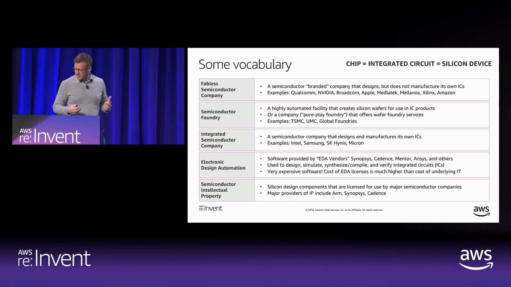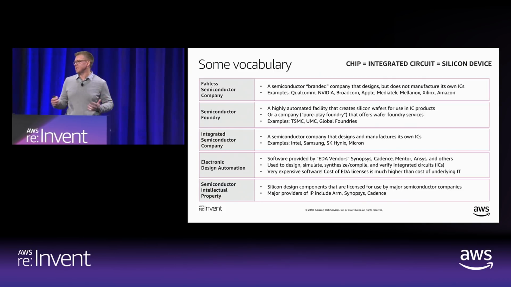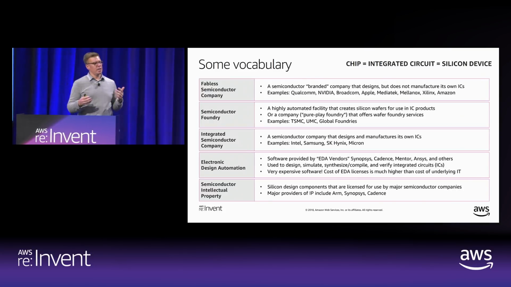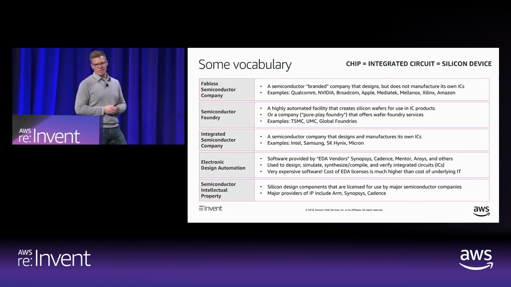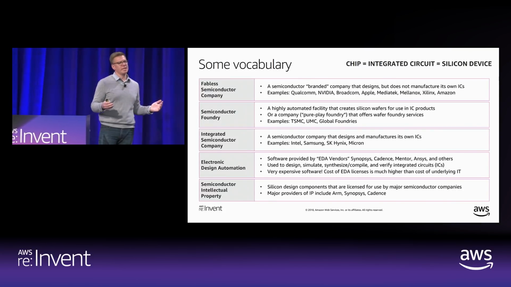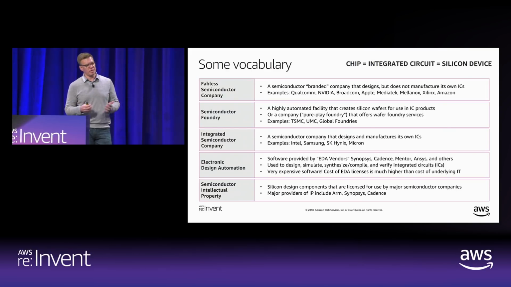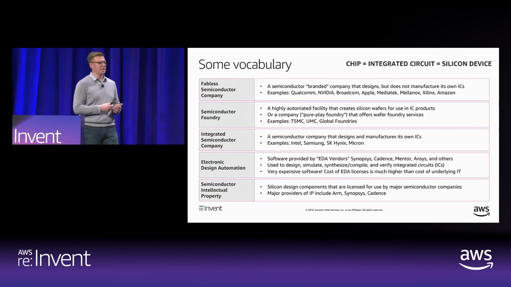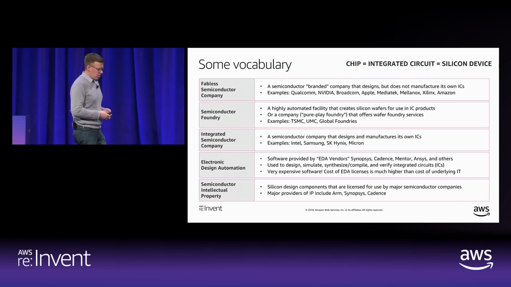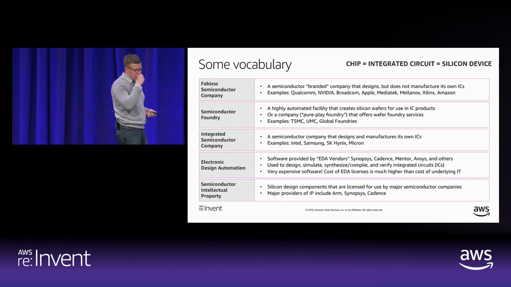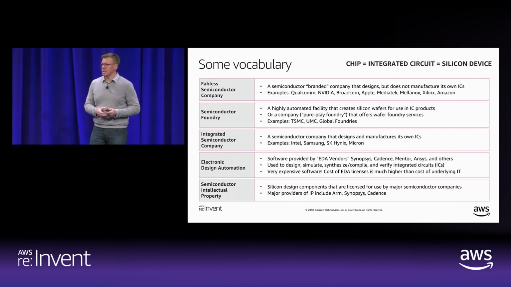So before we get into answering all those questions, let's start with some basic vocabulary. I understand most people here are probably from the semiconductor industry, but just in case you're not, let's talk about it because I could use these terms and you may not know. So, fabless semiconductor company. Amazon is a fabless semiconductor company.